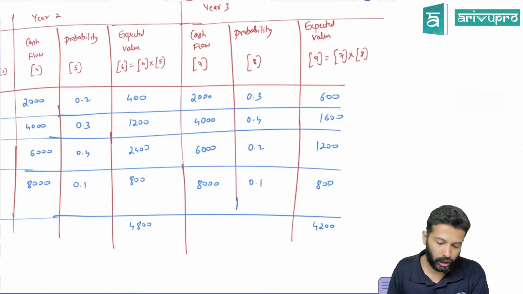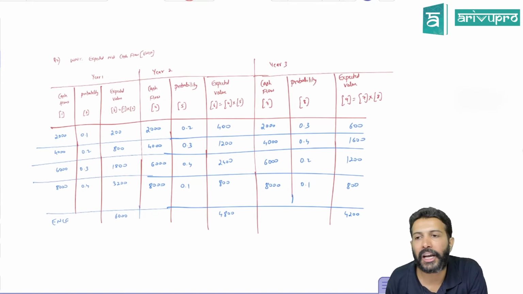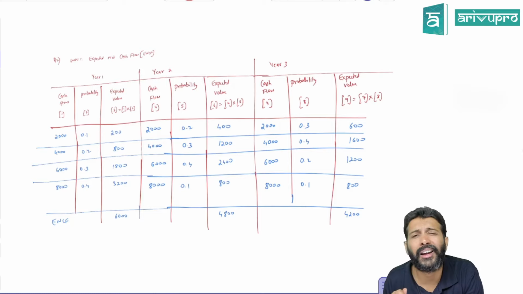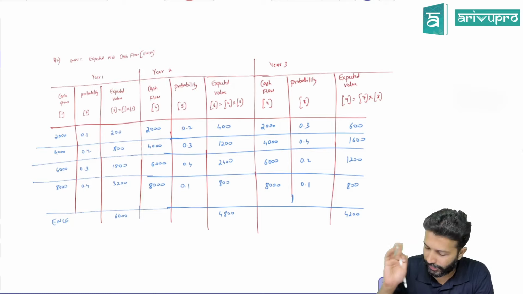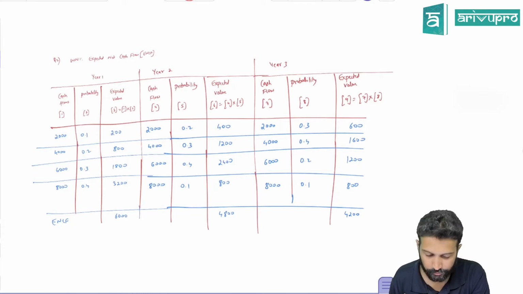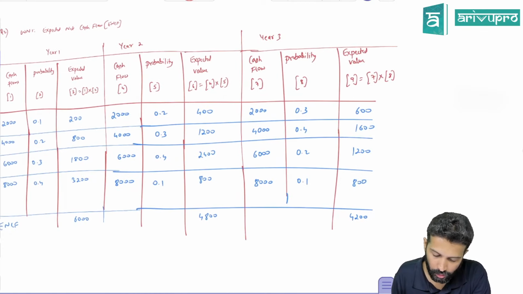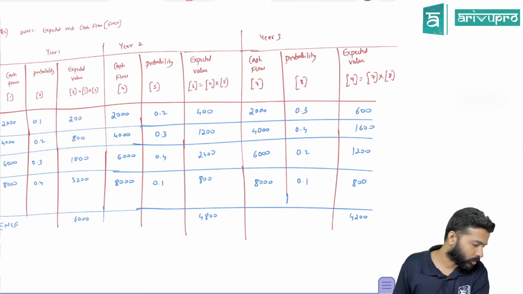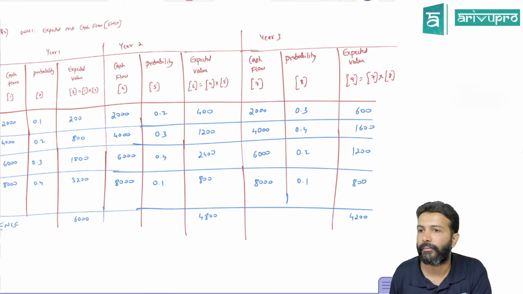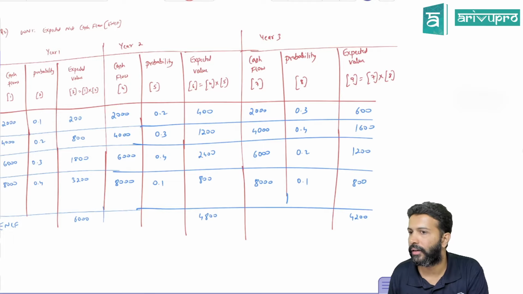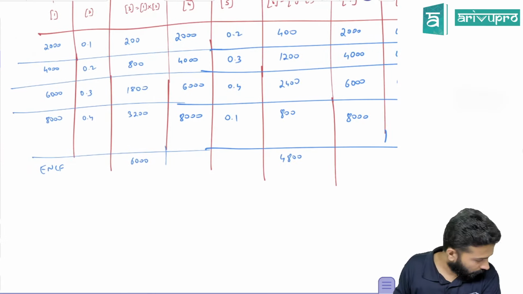Now for all the 3 years, do you know expected net cash flow? Yes. Use that expected NCF and calculate your expected NPV. That's all. Do you want me to zoom in on anything for you to copy, or can I go for expected NPV calculation? Expected NPV? Online?